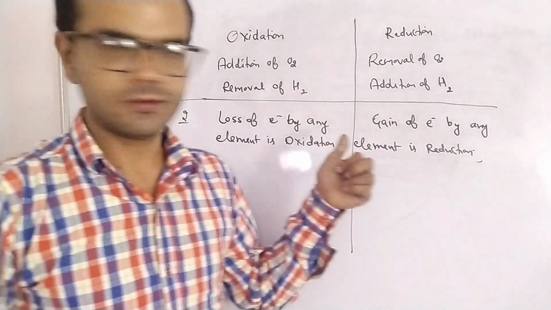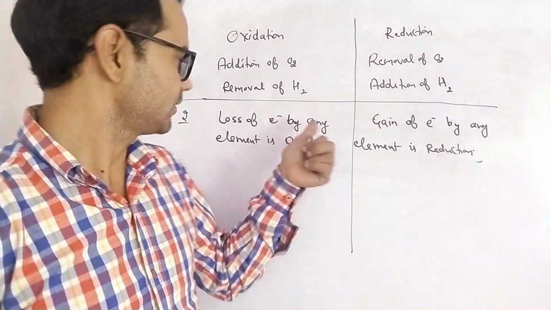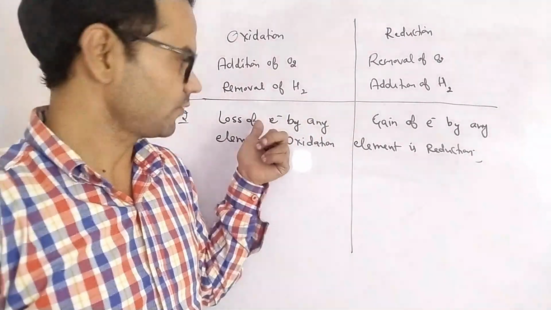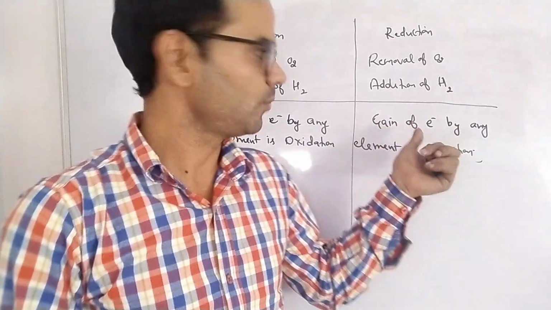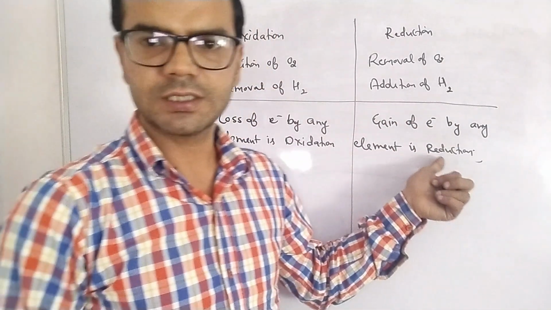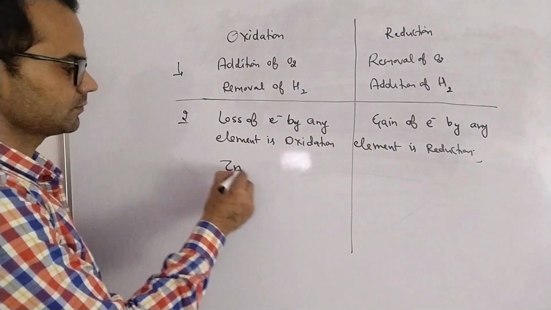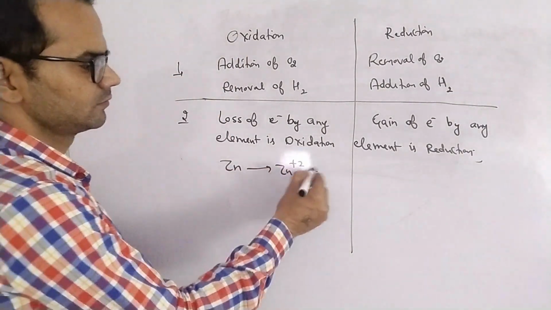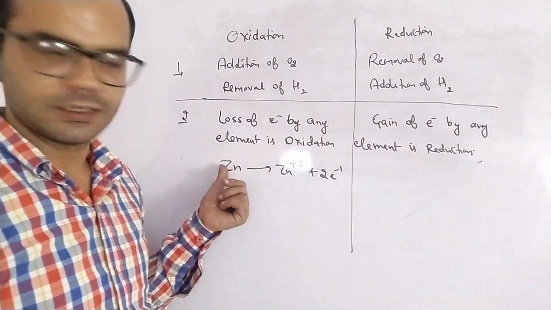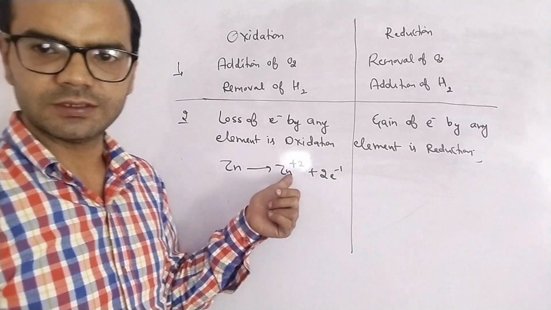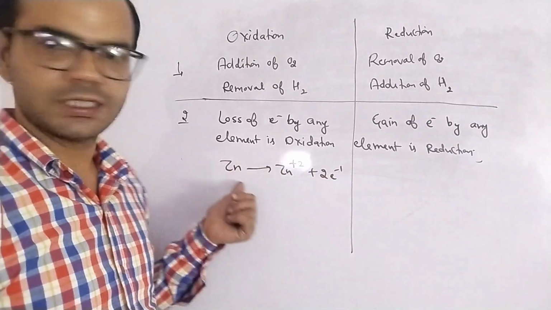In terms of electron, if any element loses electron, loss of electron by any element is called oxidation, and gain of electron by any element is called reduction. For example, two electrons are lost by zinc. As a result, zinc ion is formed. Now this is oxidation of zinc.